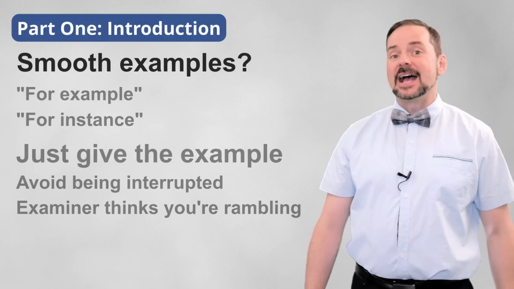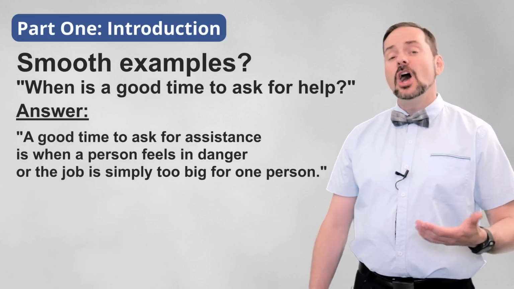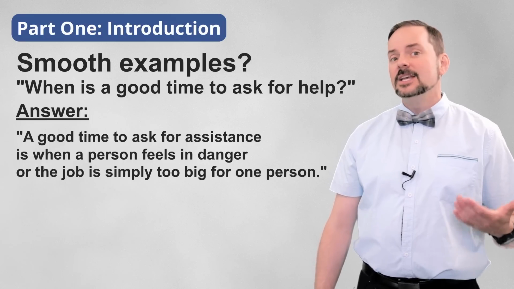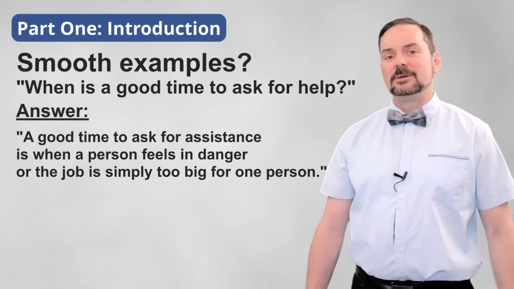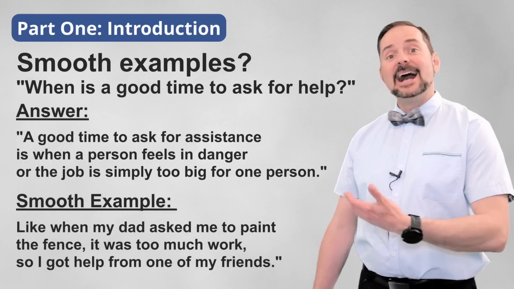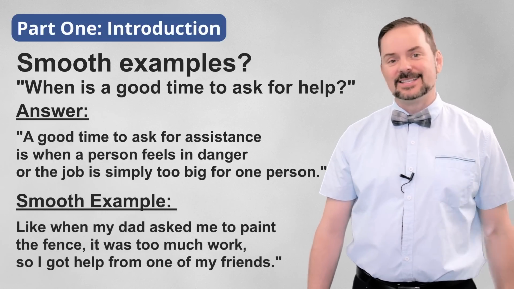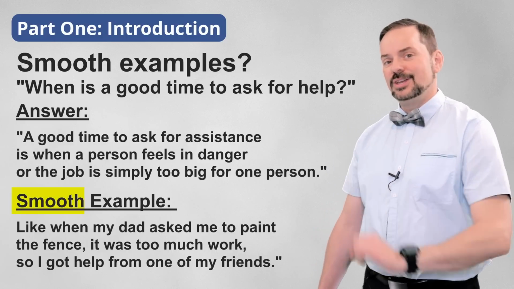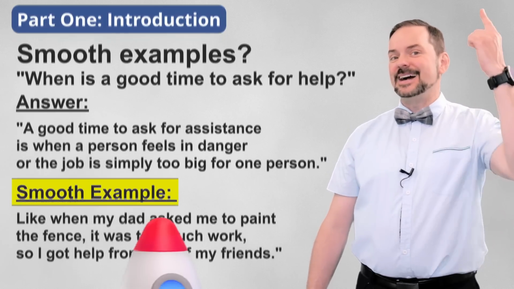Like when the examiner asks you, when is a good time to ask for help? Responding, a good time to ask for assistance is when a person feels in danger or the job is simply too big for one person. Like when my dad asked me to paint the fence. It was too much work, so I got help from one of my friends. This quick, smooth example helps coherence and helps that score go sky high.